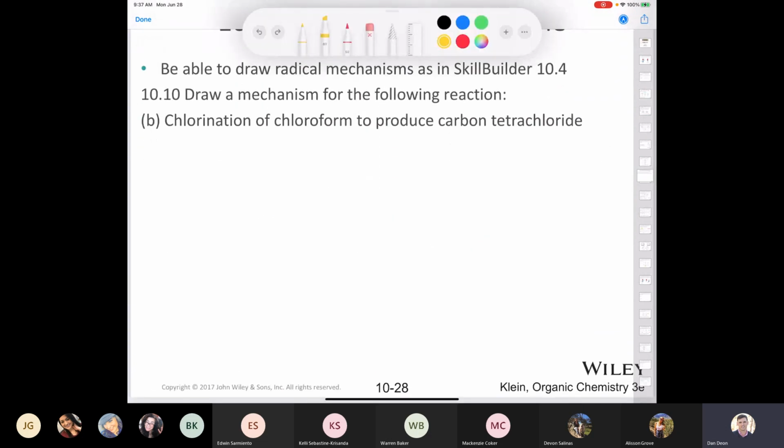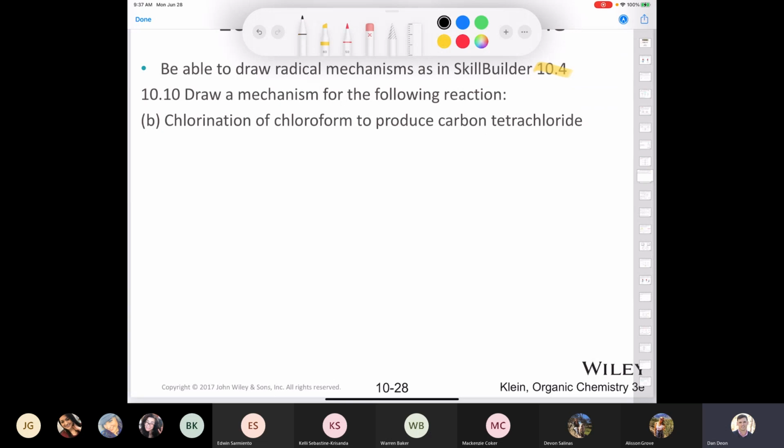Well, that's enough information for us to take a look at a problem. It says, be able to draw radical mechanisms like the one in Skill Builder 10.4. So make sure you take a look at that when you're studying. But I want us to take a look at a radical mechanism. It says, draw the radical mechanism for the following reaction: the chlorination of chloroform to produce carbon tetrachloride.